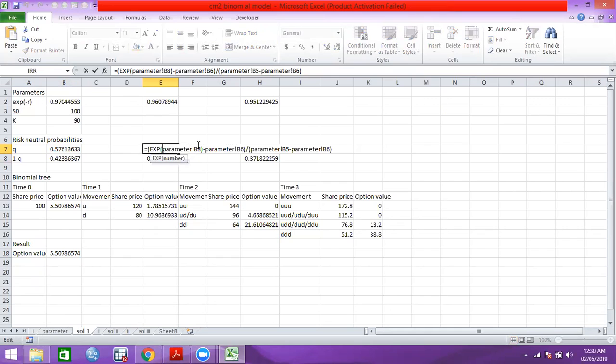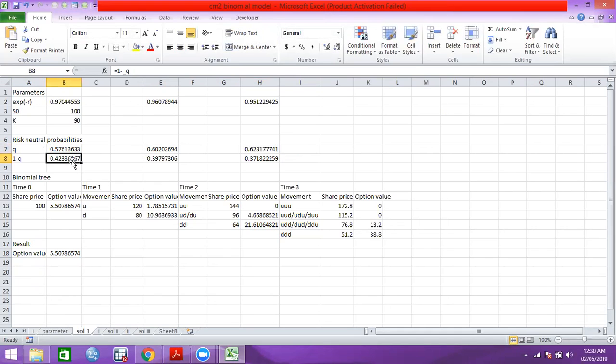Again, e to the power R2 minus D upon U minus D. And similarly, I've calculated 1 minus Q, which is nothing but the difference, the 1 minus this value. So same goes for these also. So I've calculated all the required values and parameters that I'll be needing for the calculation of the option price here. So let's start the pricing of the value of the contract at different times.